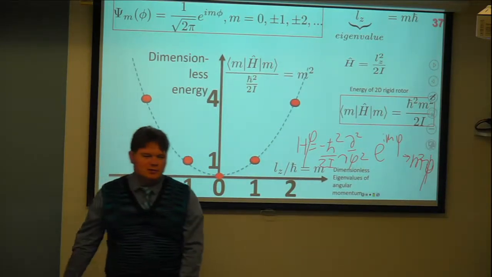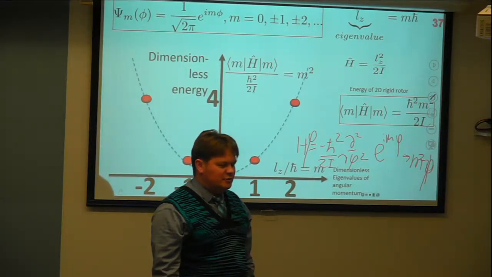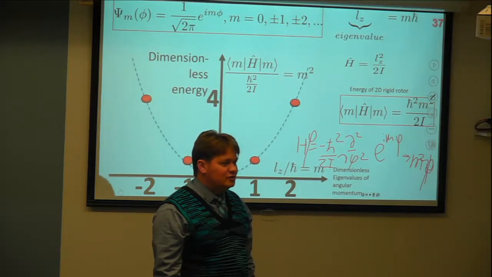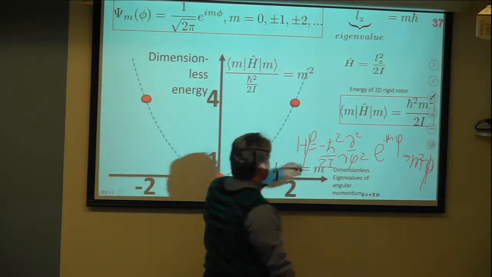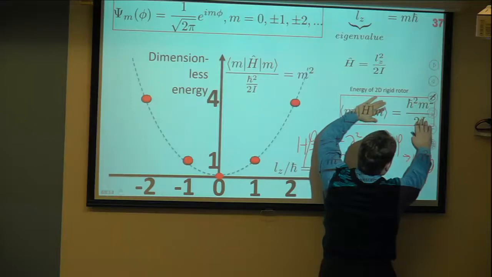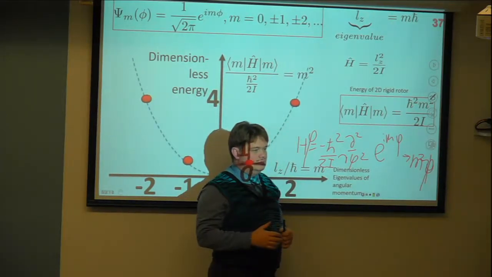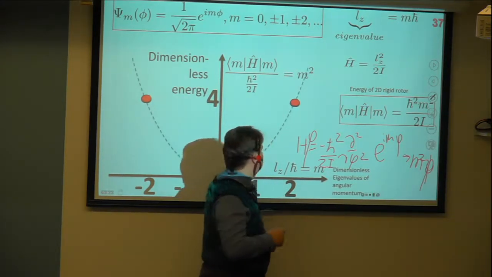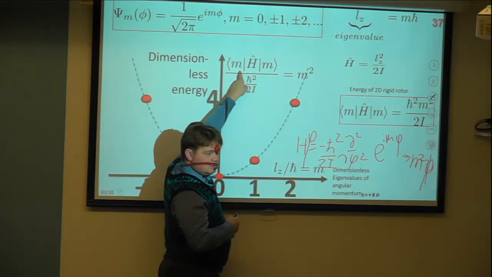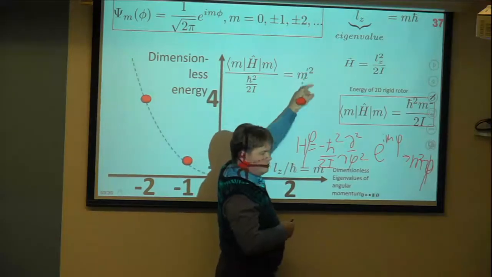I don't know about you, I'm always failing in doing things with dimensions, and it is a natural wish to play with variables in a dimensionless system of coordinates. So what if we divide the left and right parts by h bar squared and by 2 inertia? We'll get the dimensionless energy of a two-dimensional rigid rod. Right? So the eigenvalue of energy divided by the constant will be m squared.